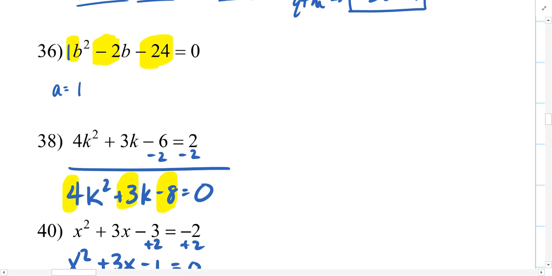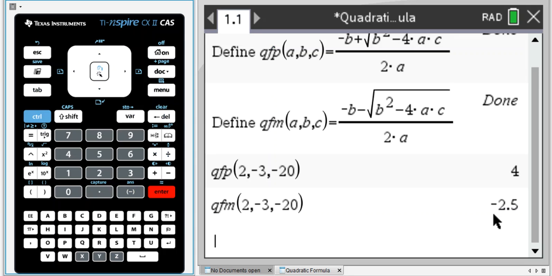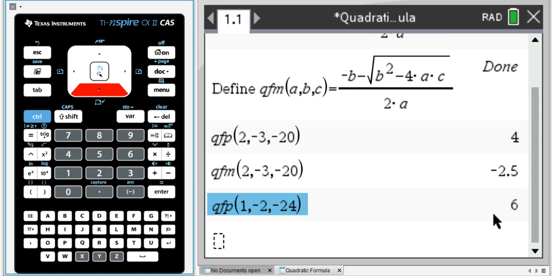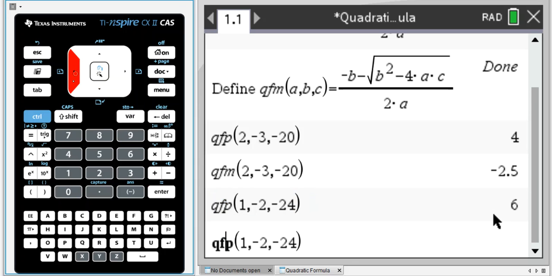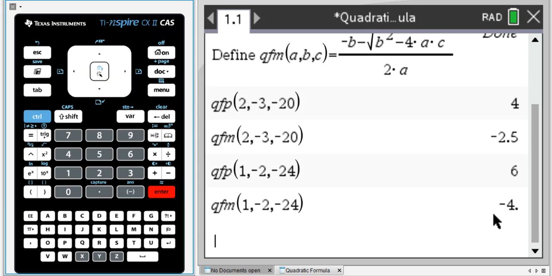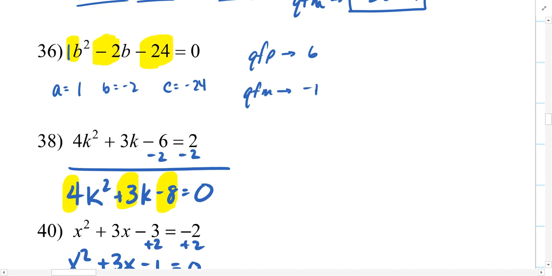I'm going to say that a is equal to 1, b is equal to negative 2, and c is equal to negative 24. So when I execute the quadratic formula with a plus sign, I'll get a result, and the quadratic formula with the minus sign, I'll get another result. So this time I'll type QFP again because I'm using new numbers: 1, comma, negative 2, comma, negative 24. Execute. So that solution is 6. If I execute the same command again, this time with a minus sign, I'll end up with negative 4. So we have 6 and negative 4, and those are the results for B.